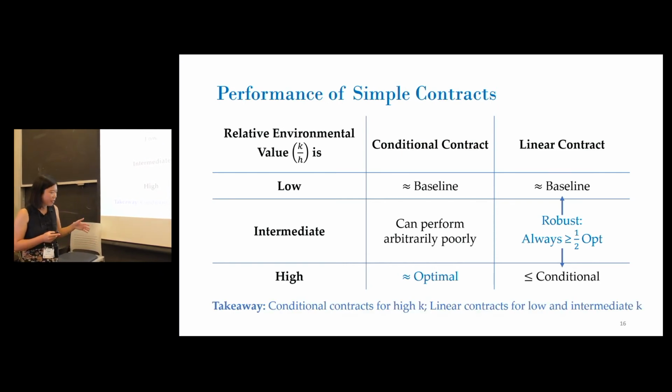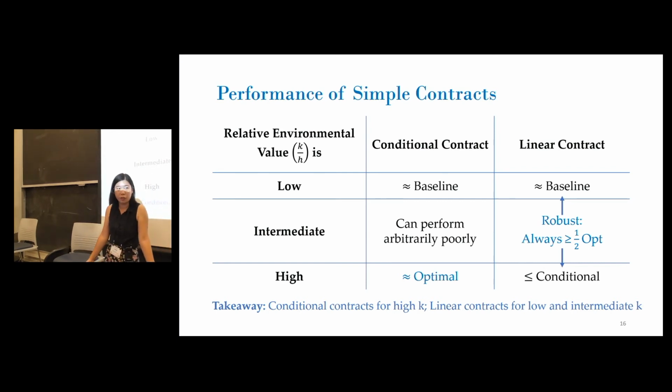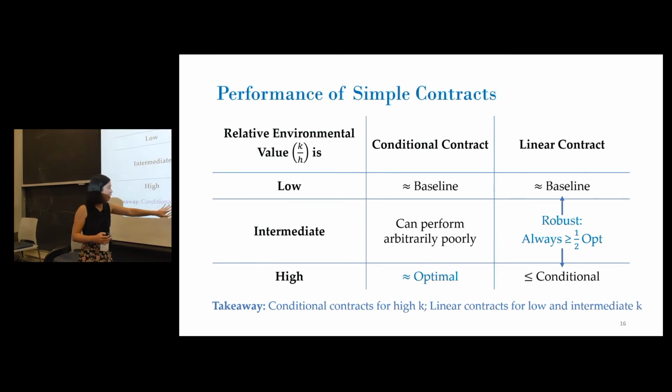And so the takeaway here, if we were to go to some practitioners and ask what this means for your contracts, is fairly simple. If you have really high environmental value, you can keep using the contracts you are using. But if you have lower environmental value, then you might consider getting rid of that stringent conditionality requirement and paying proportional to the amount conserved.